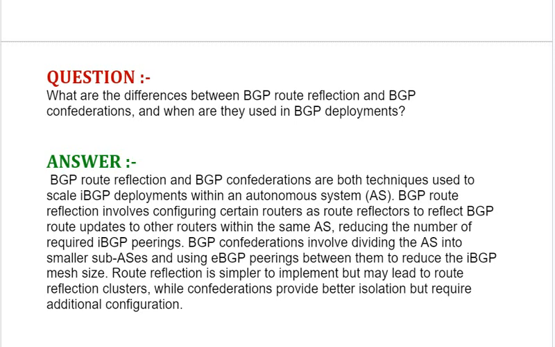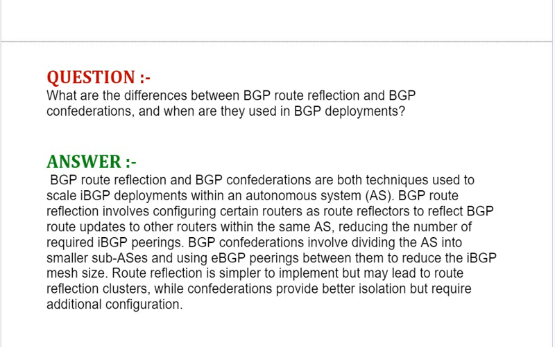BGP route reflection involves configuring certain routers as route reflectors to reflect BGP route updates to other routers within the same AS, reducing the number of required IBGP peerings. BGP confederations involve dividing the AS into smaller sub-ASs and using eBGP peerings between them to reduce the IBGP mesh size.